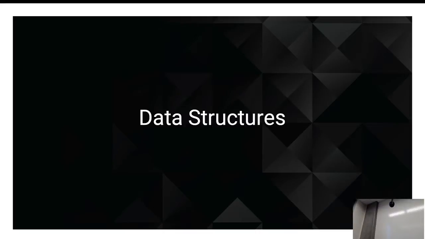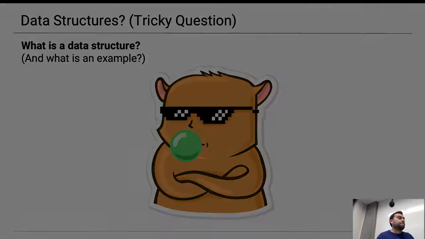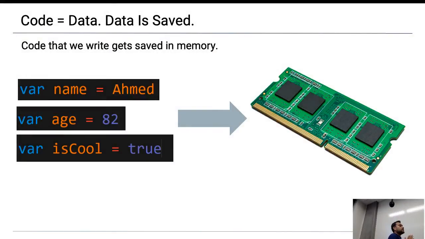All right, so data structure. What is a data structure? Before you answer, try to break that word down: data and structure. When we talk about data, remember what I was saying about space. Every time you use an instruction, you are using some part of the memory. That part of memory is saving your data.